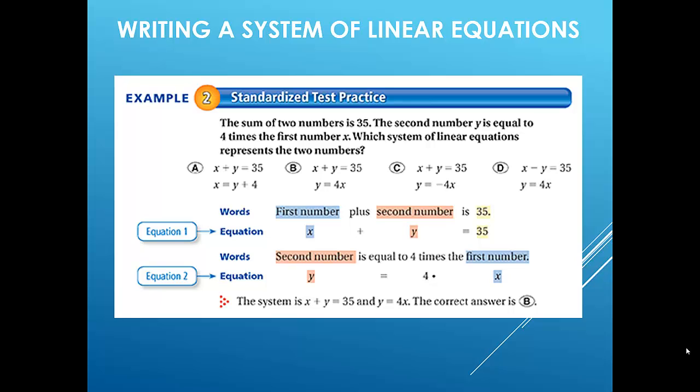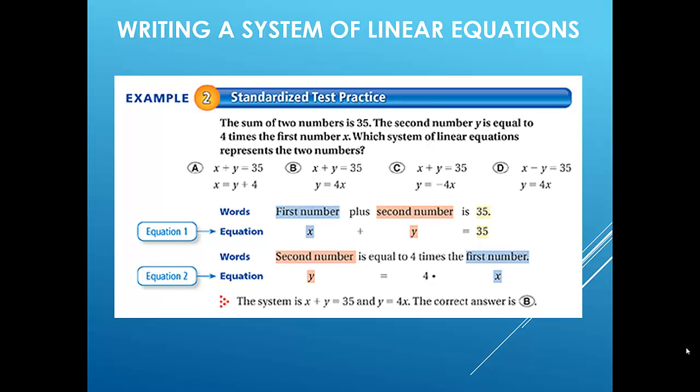So for our first equation, we know the first number plus the second number is equal to 35 because the sum of two numbers is 35. That would be x plus y equals 35. You can see that A, B, and C all have that equation, but D does not have that equation, so D would not be the correct answer. Now we need to look at the second equation to find out if the answer is A, B, or C.